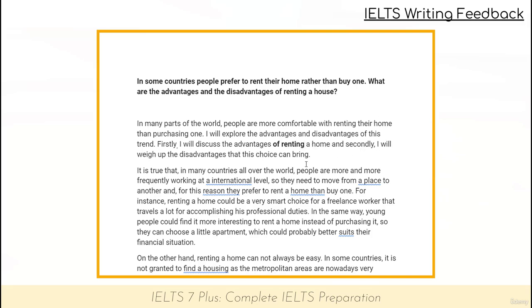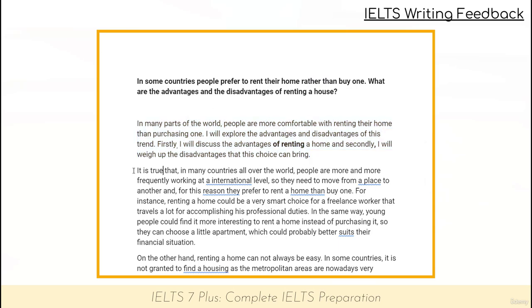And secondly, I will weigh up the disadvantages that this choice can bring. That seems pretty good to me, so maybe just that one error. Firstly, I will discuss the advantages of renting a home, and secondly, I will weigh up the disadvantages that this choice can bring. Now, I wouldn't have that comma there. I don't think you need it. For this opening section, I think you need it. And secondly, yeah, okay, I'll leave that in. I don't think that's much of an error, to be honest. I will weigh up the disadvantages that this choice can bring. Okay, that's a very good introduction. Just one small edit there. So looking pretty good right now, very strong.